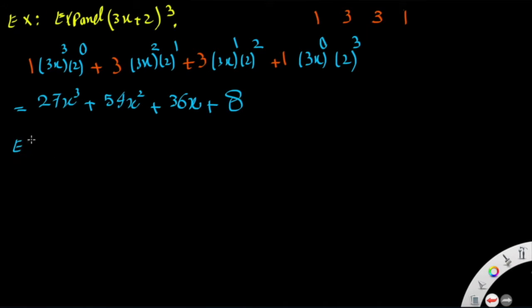Now, let's see one more example. Expand 5 minus 2x to the power of 4.